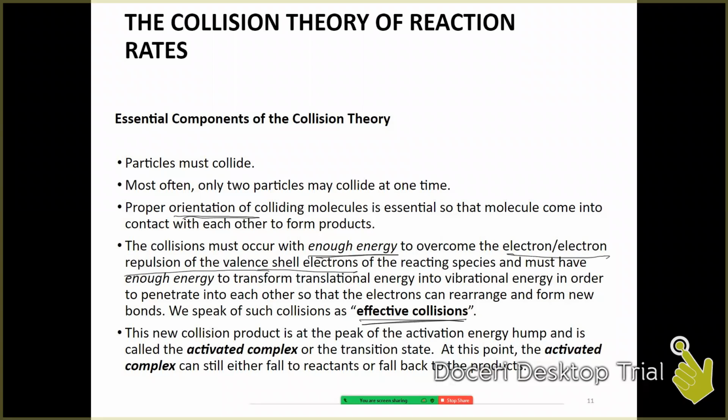So the new collision product is at the peak of the activation energy hump, and we'll see a picture of that. Well, y'all can already see it. That's your picture at the bottom, and we'll talk about that. It's called the activated complex. When it's at that point, at the top right there, it doesn't necessarily have to go to the products. It could fall back to the reactants. It just depends at that point what energy is involved and how many particles are collided.